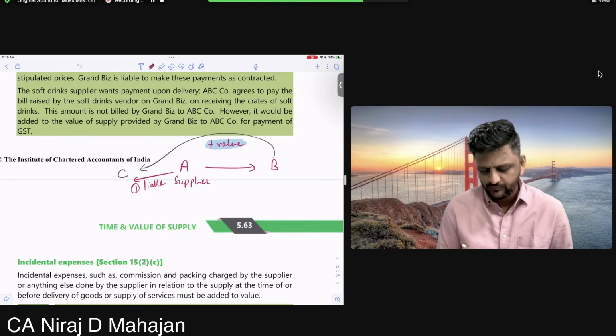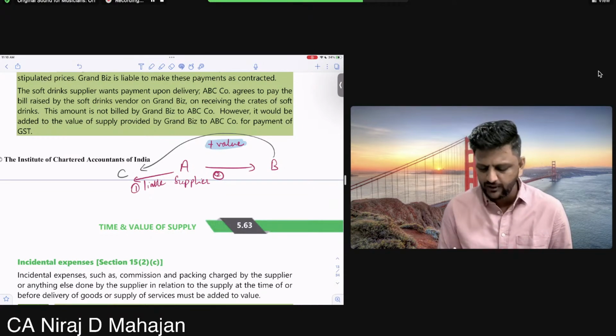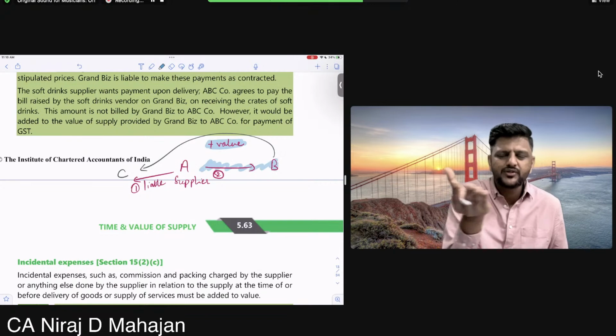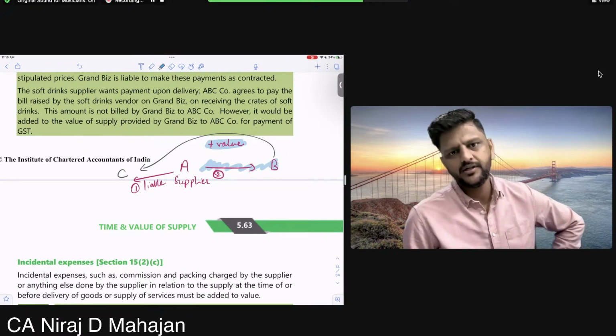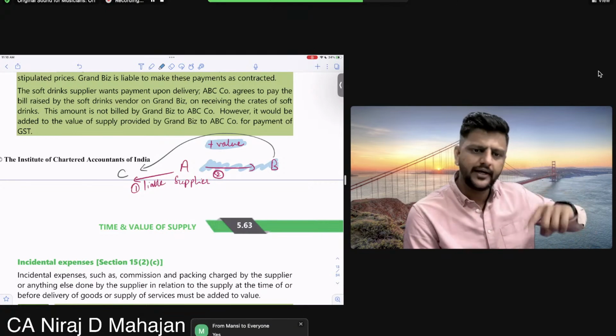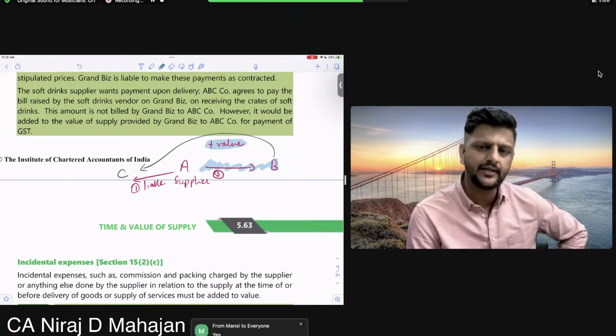And second, the payment to C, I mean A is liable to C, in relation to or in respect of the supply made to B. It means it is a connected transaction. C to A and then A to B. Are you getting my point or no? C to A and then A to B.